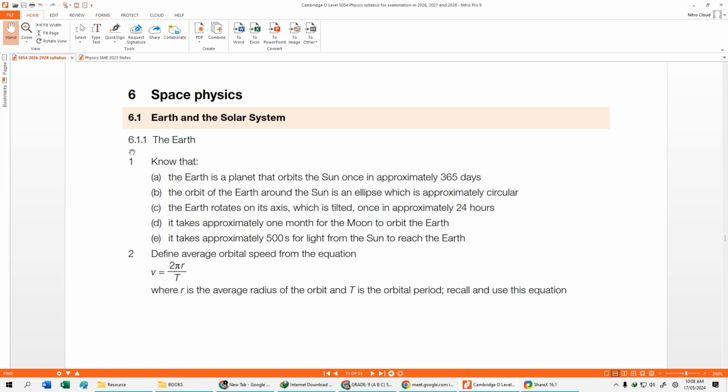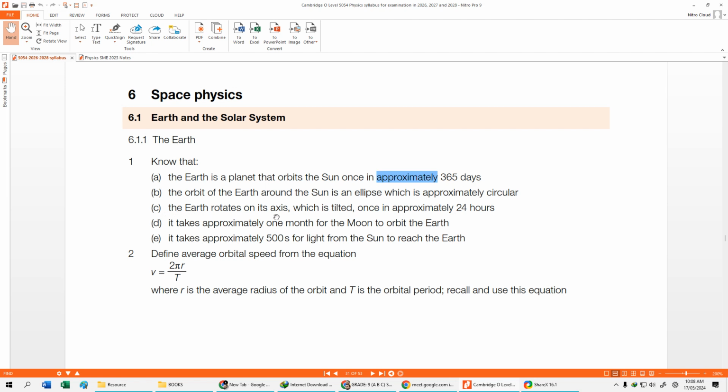The question 6.1.1, which is the Earth. About the Earth, we have to know a couple of things. Know that the Earth is a planet that orbits the Sun once in approximately 365 days. Important word, approximately. The orbit of the Earth around the Sun is an ellipse which is approximately circular, which means it is almost a circle, except it's a bit squashed on one axis, ever so slightly.